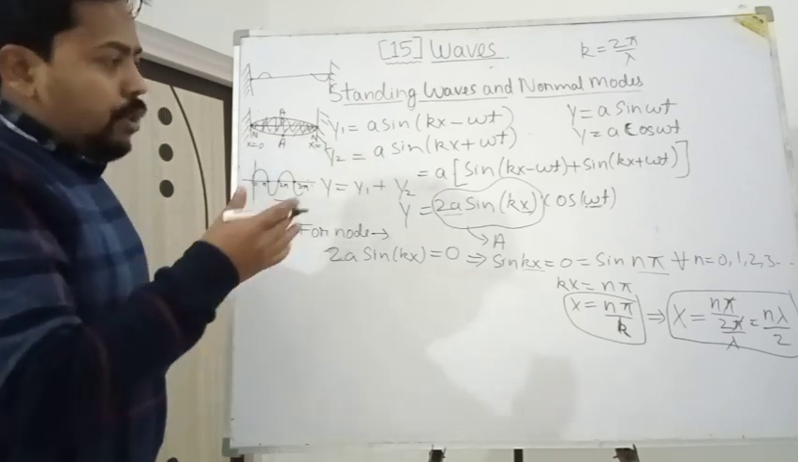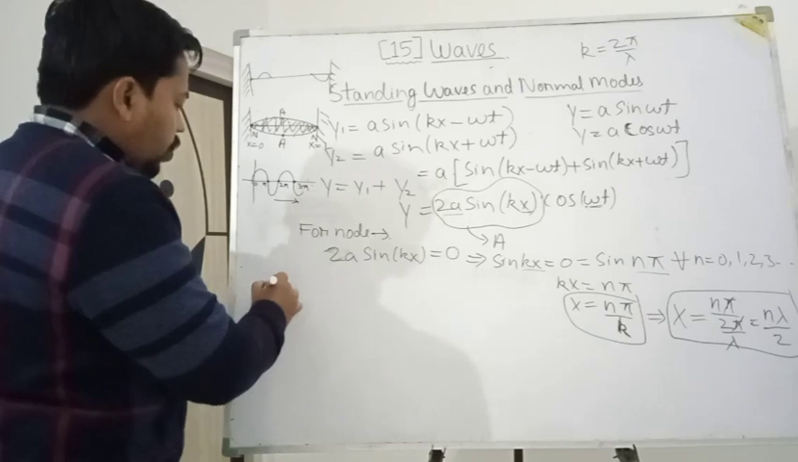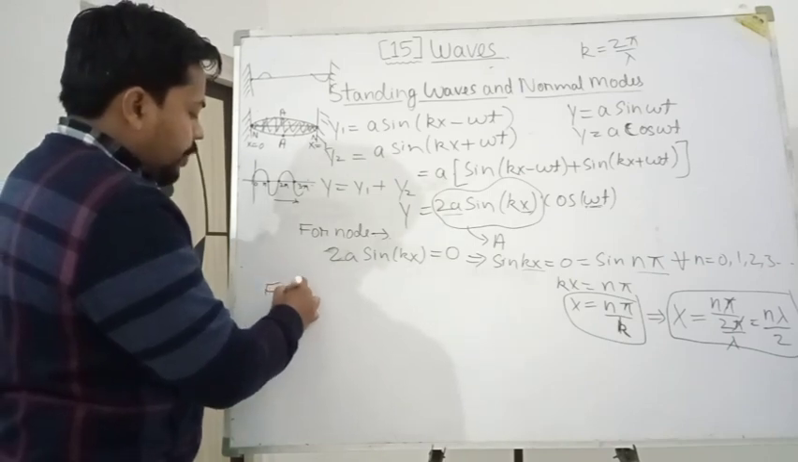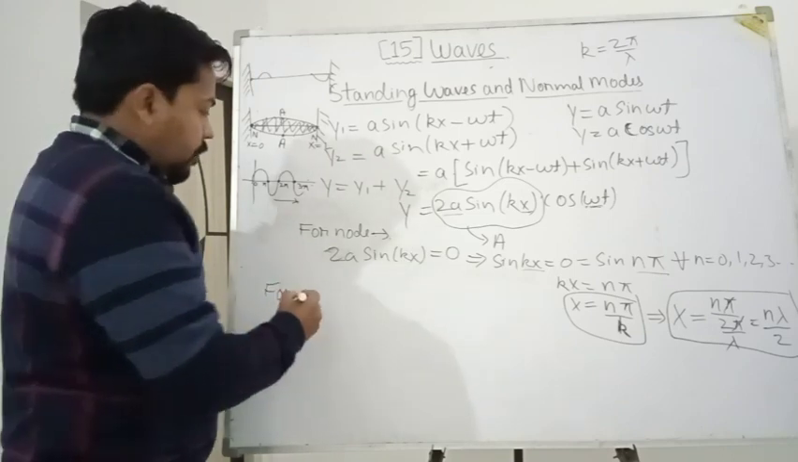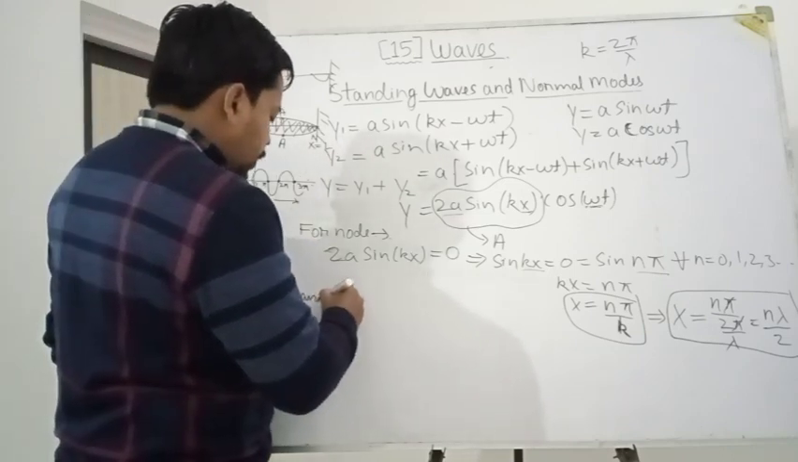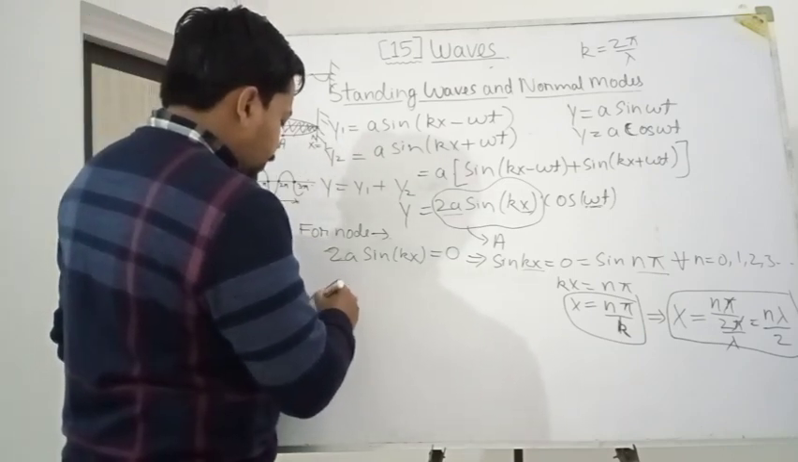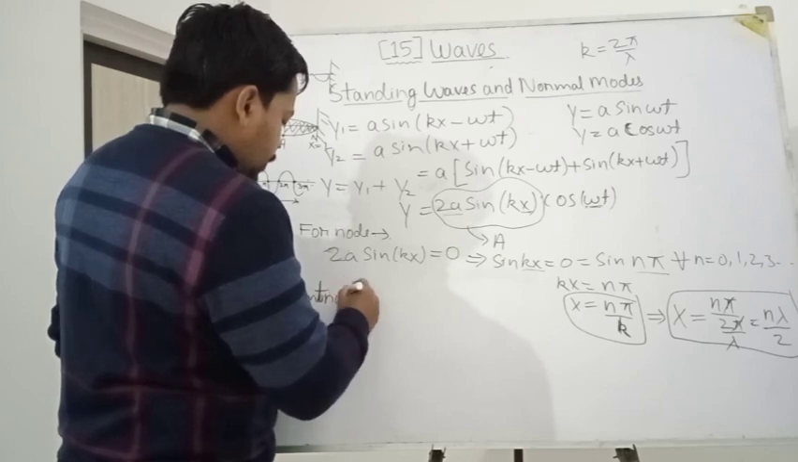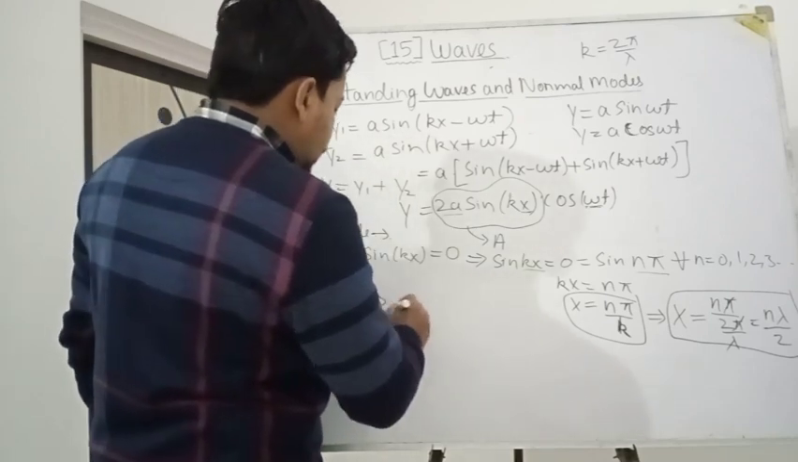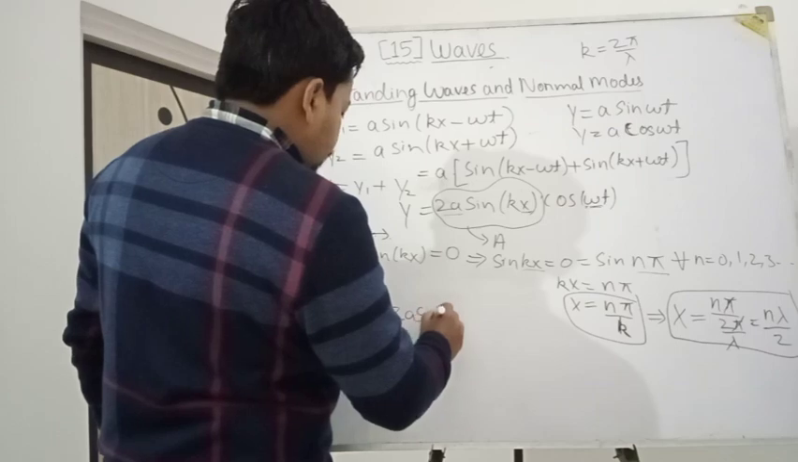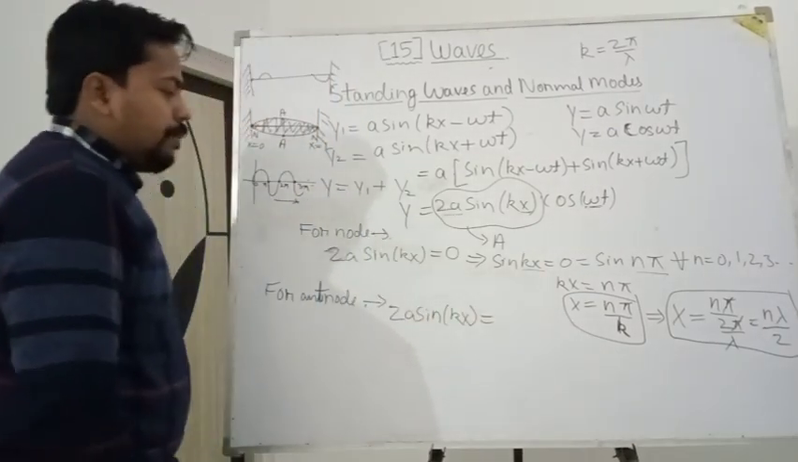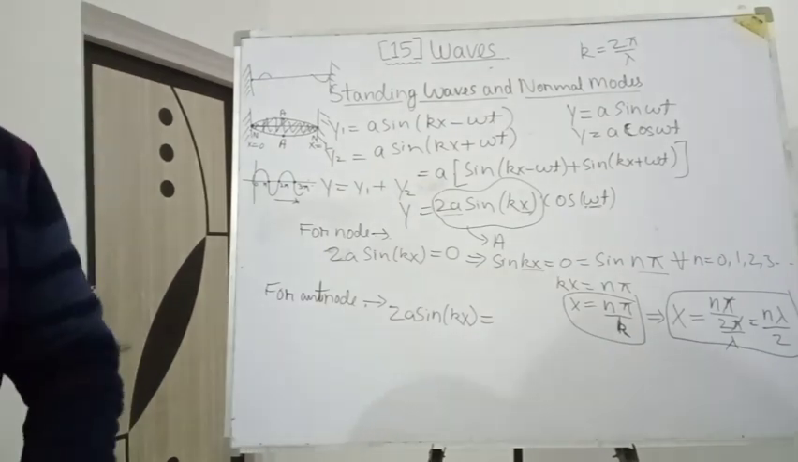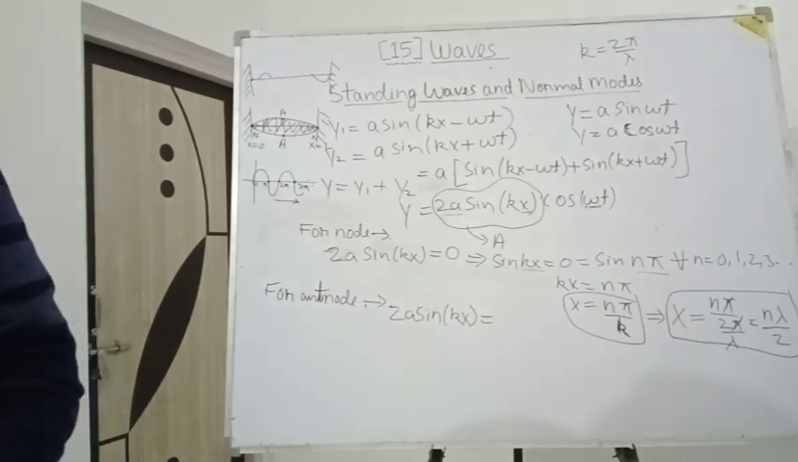Okay, so these are the positions of the nodes. Let's talk about the position of antinodes, where the amplitude is maximum. For an antinode, this value should be maximum, and this maximum value will be equal to 1.